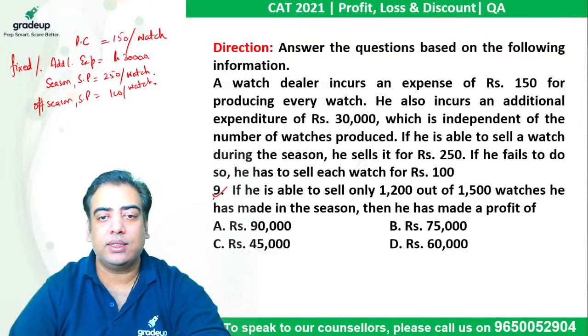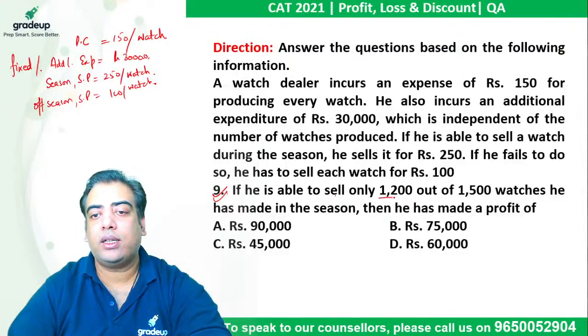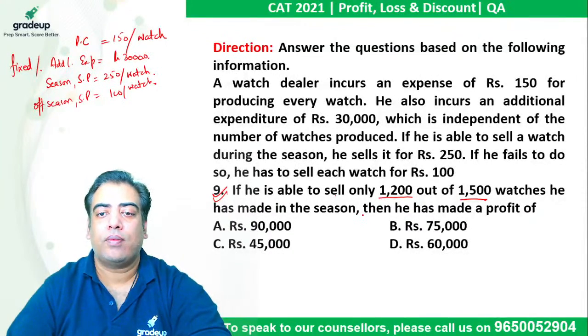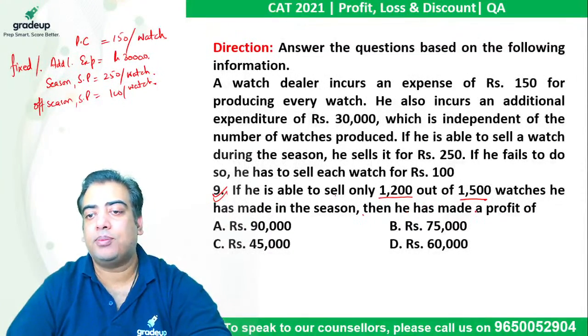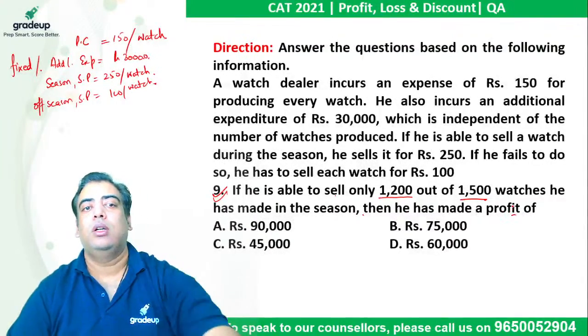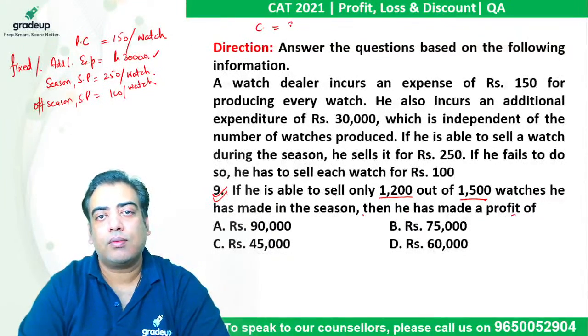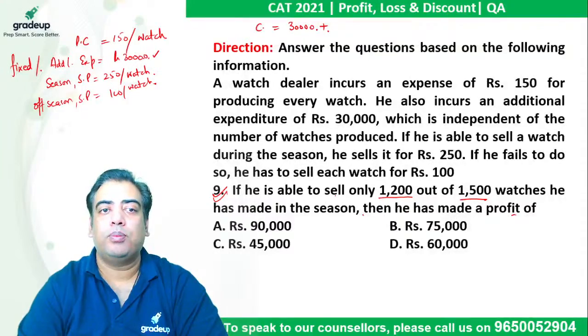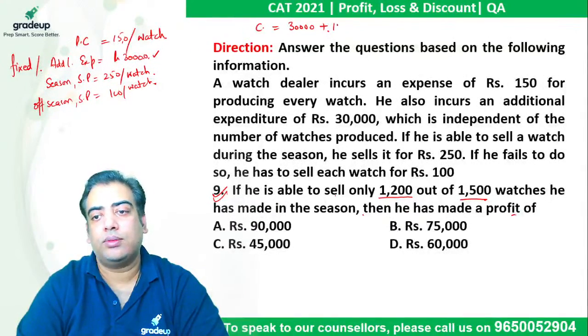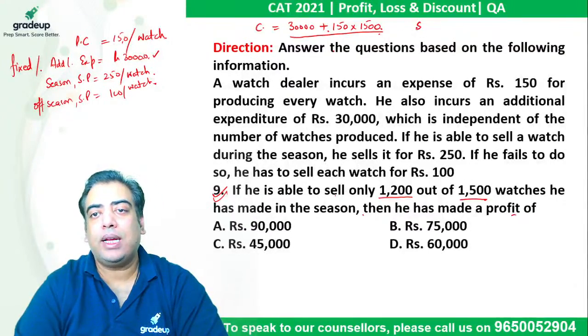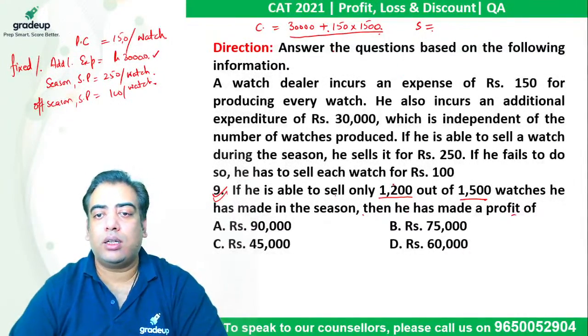So question number 1 says if he is able to sell only 1200 out of 1500 watches he has made in the season, then he has made a profit of. So we are required the value. So the cost incurred in this case will be 30,000, it being fixed cost, plus rupee 150 per watch. As there are a total of 1500 watches, so this is going to be the total cost incurred. And the selling price will be equivalent to, for 1200 watches, he is going to sell them at 250.